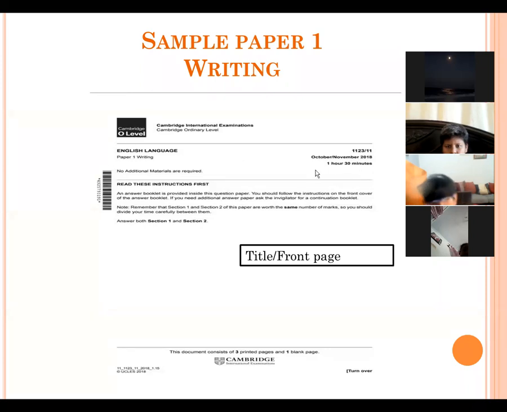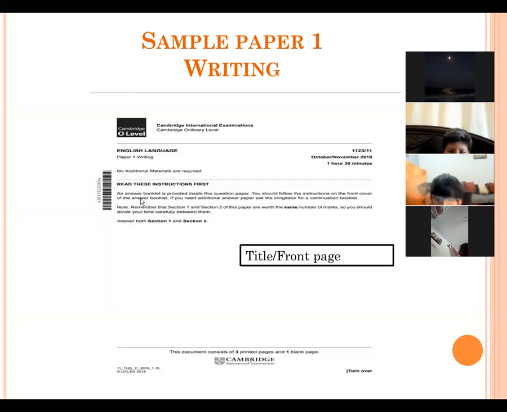So this is the title page basically. Here, English language is written. This is the name of the paper. It's paper 1, writing. This is the course code written over here. This is from the October-November exam series 2018. Usually our students appear in the May, June series, but this paper is from October, November. The time is mentioned here. If you can see, it is 1 hour and 30 minutes. And these are some of the instructions written over here, which you have to go through clearly.